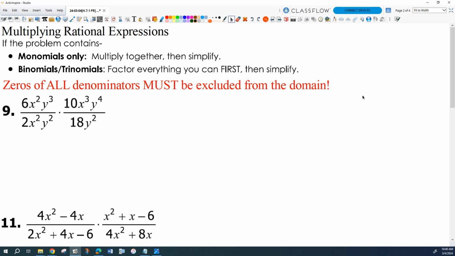So this top one's pretty simple because I've only got monomials that I'm multiplying, right? What's this going to give me? This is one we could have done a long time ago. This isn't anything really all that new to us. What am I going to get in my numerator when I multiply straight across using properties of exponents? I'm going to get 60. X to what power? X to the 5th. Good. I multiply those like bases, so I add the exponents. Y to what power? The 7th. Okay.